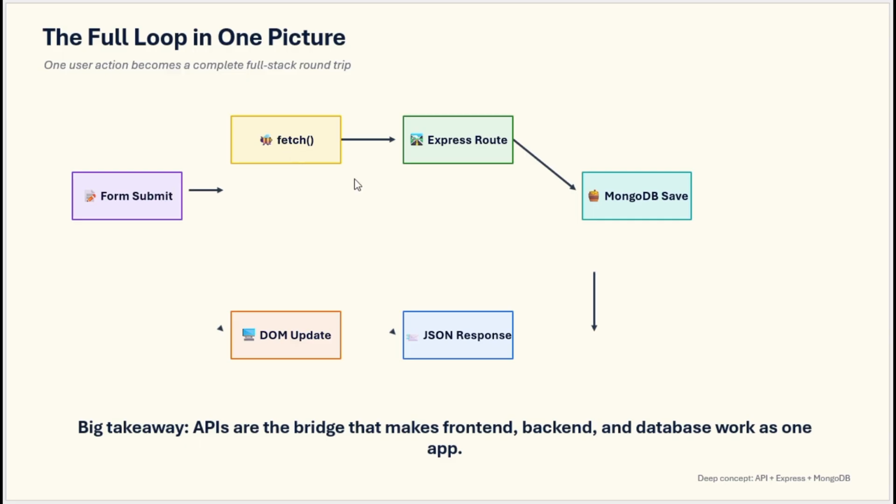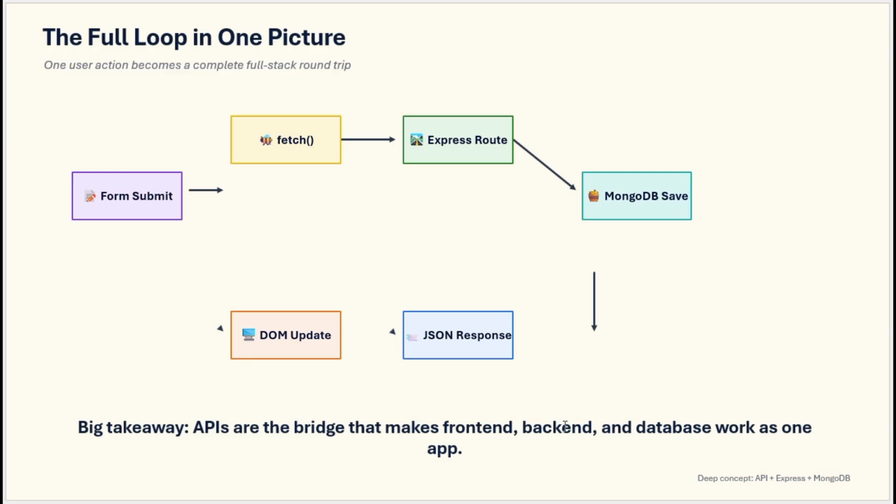And finally, to close the deep explanation, this is the entire loop. The user submits a form, the JavaScript collects the data, fetch sends it to the backend, and Express matches the route and handles the request. MongoDB stores the data. The backend returns JSON. The front end reads that JSON and updates the DOM.